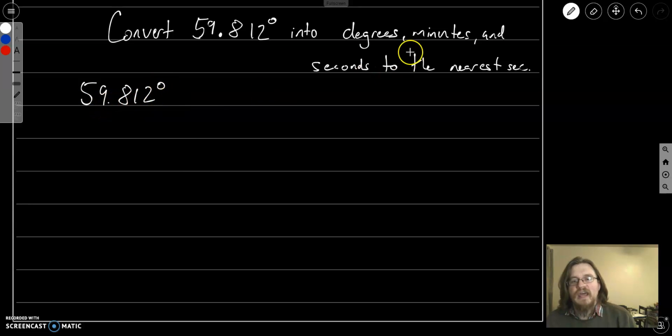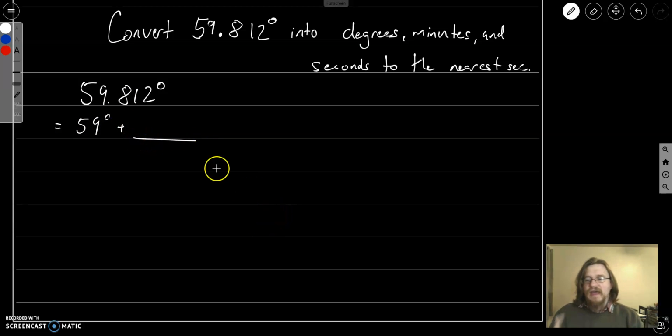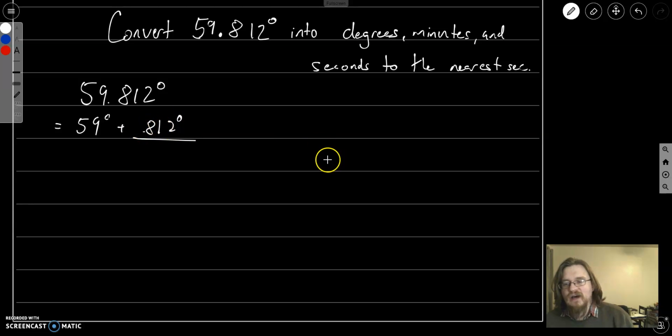So if I start with 59.812 degrees, and I want to write this as degrees, minutes, and seconds, I can see that, okay, I've got 59 degrees plus a little bit extra. So I'm just going to write this down as 59 degrees plus a little bit extra. And this little bit extra is going to be 0.182 degrees. And I'm just splitting this apart into two numbers. I've got the part before the decimal and the part after the decimal.